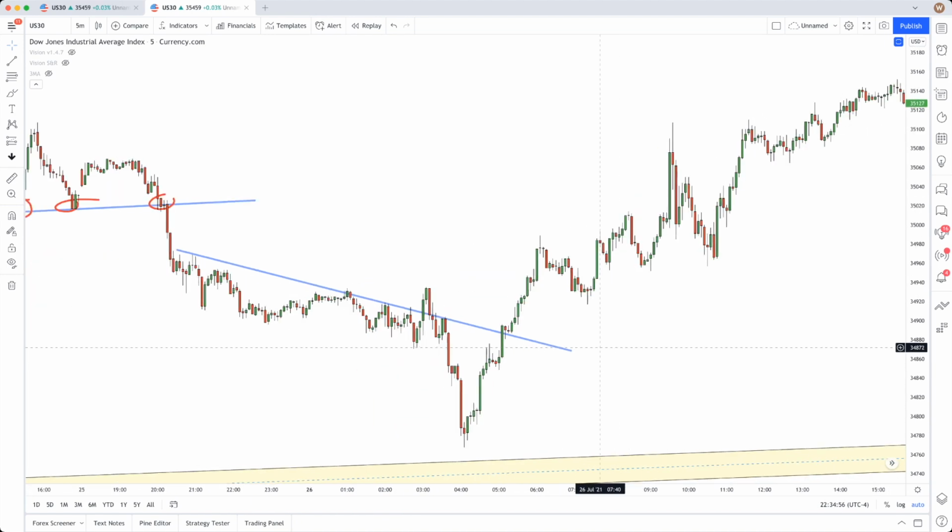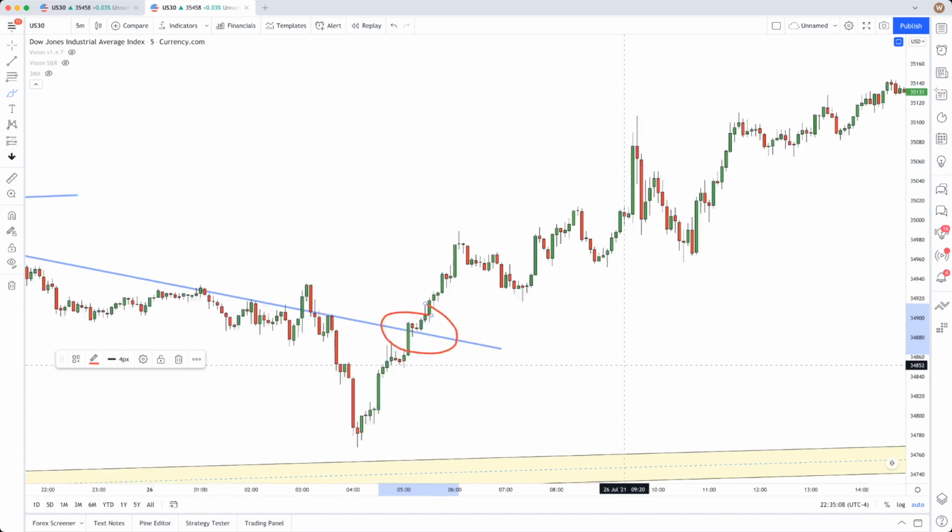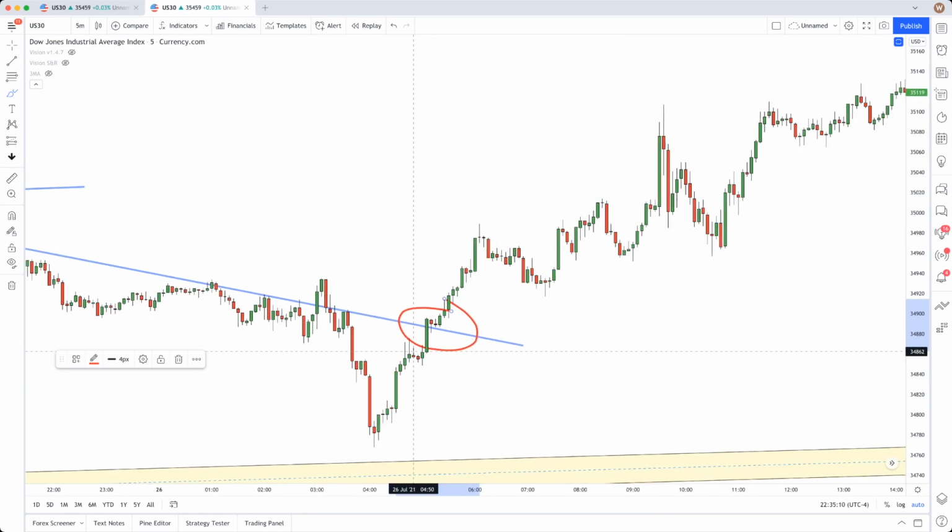So always, like I said before, keep your lines on there if they might still come into play. That way you can drag one side or the other and extend it, because a lot of times they'll come back into play. You see where it broke out, two red candles for the test, and now the trend changed and we started a nice bullish trend.